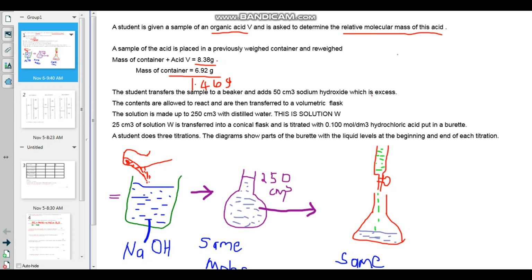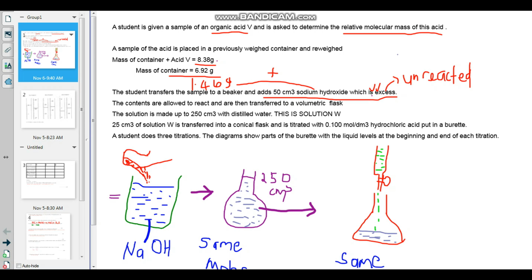The question continues to say, a student transfers the sample to a beaker and adds 50 cubic centimeters of sodium hydroxide, which is in excess. This means that some of the sodium hydroxide will react with this acid to produce a salt and water, and then some of the sodium hydroxide will remain as unreacted.